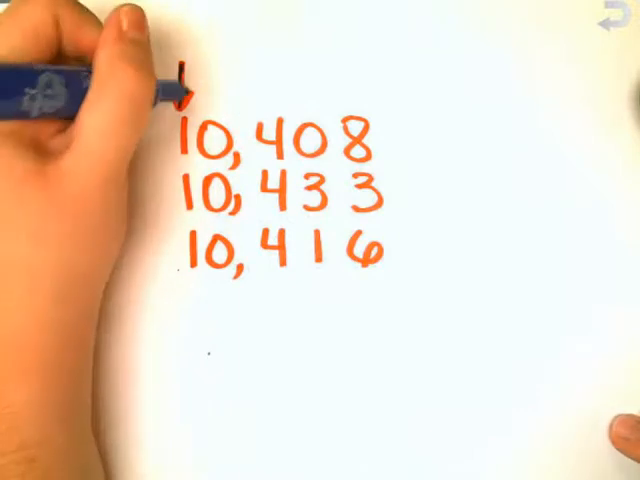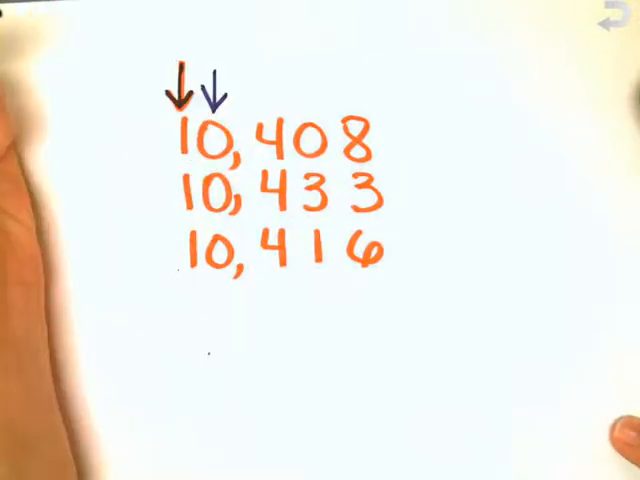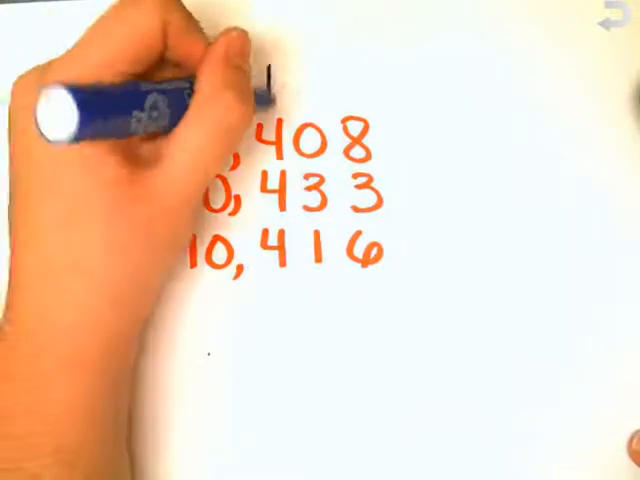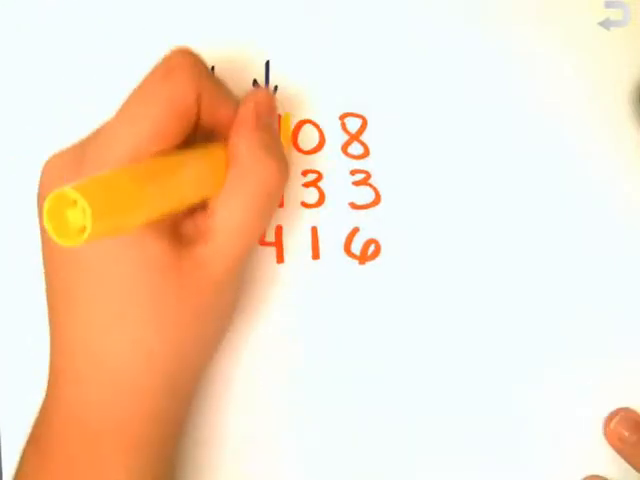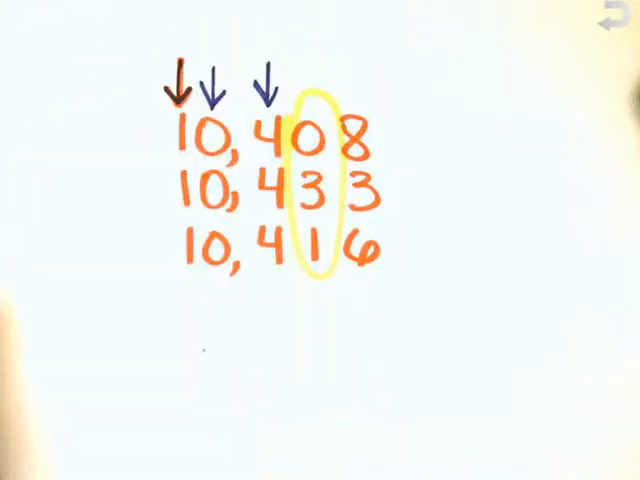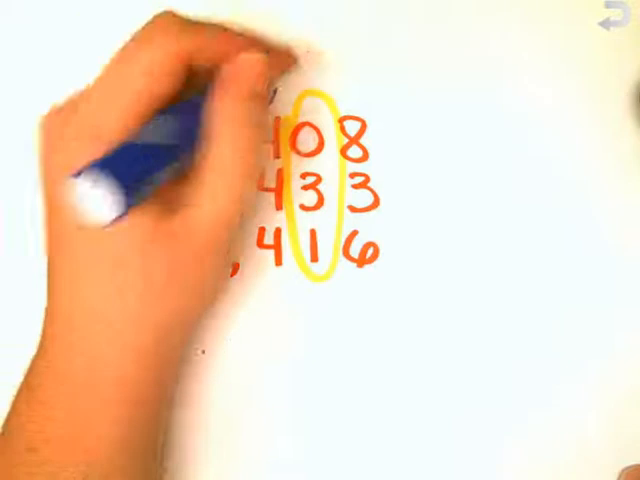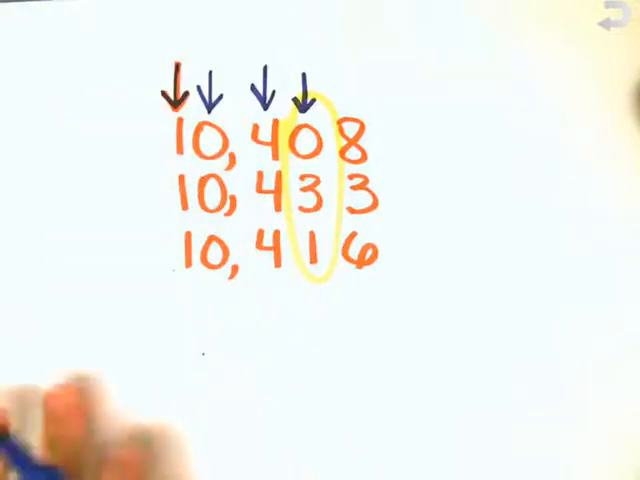And same thing. Look at your 10,000s place. You can't make a decision. Thousands place, still no decision. Hundreds place, still no decision. And your tens place is where you can again make your decision and put them in order from least to greatest or greatest to least, depending on what your directions are. So depending on what tools you have available or what you're more comfortable with, those are just 3 ways that you can compare and order numbers.